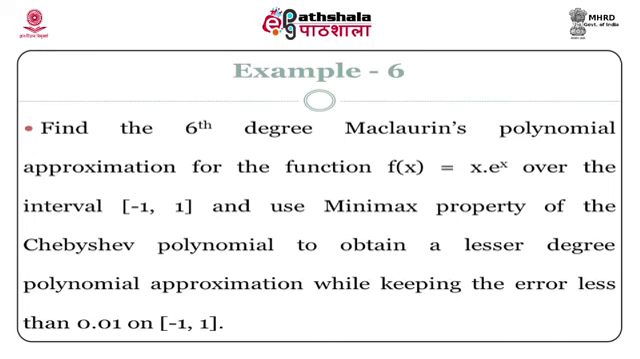Find the 6th degree Maclaurin's polynomial approximation for the function f(x) equal to x into e raised to x over the interval minus 1 to 1, and use the minimax property of the Chebyshev polynomial to obtain a lesser degree polynomial approximation while keeping the error less than 0.01 on minus 1 to 1.